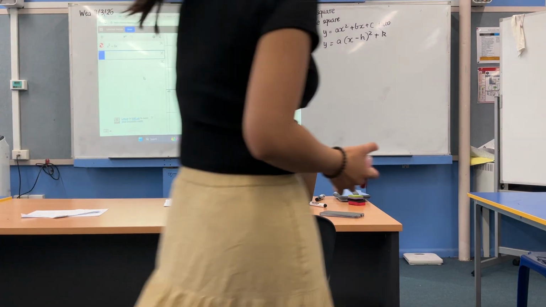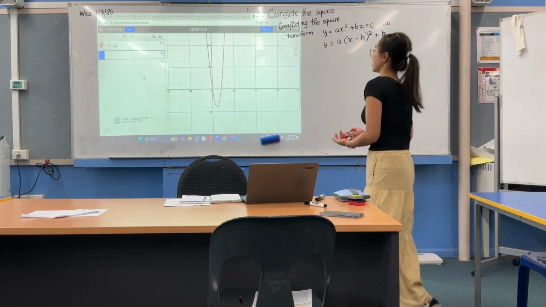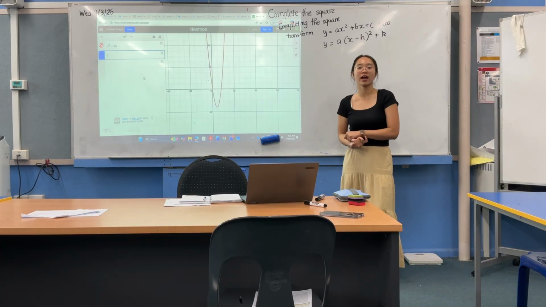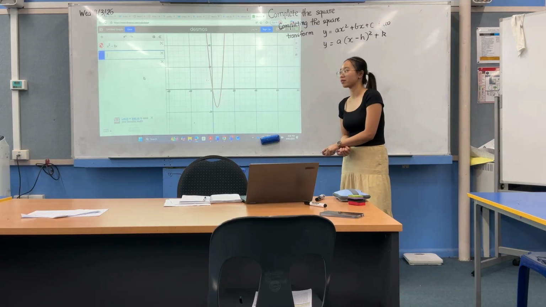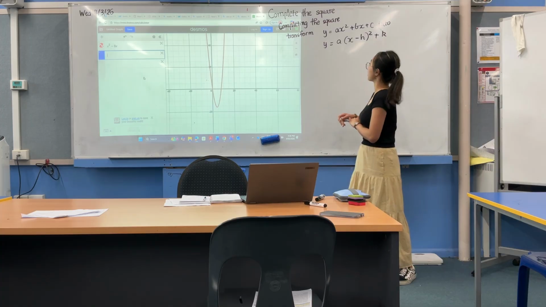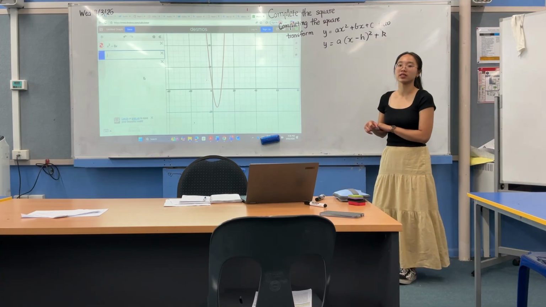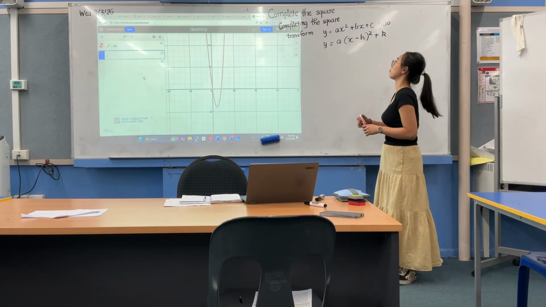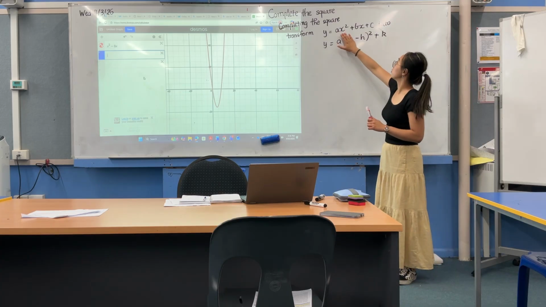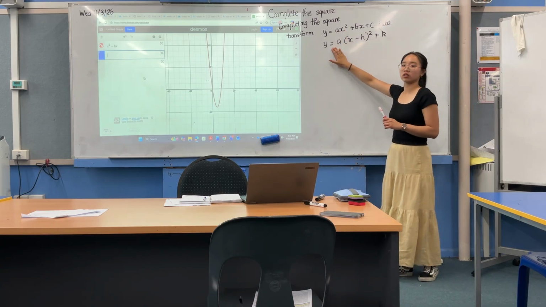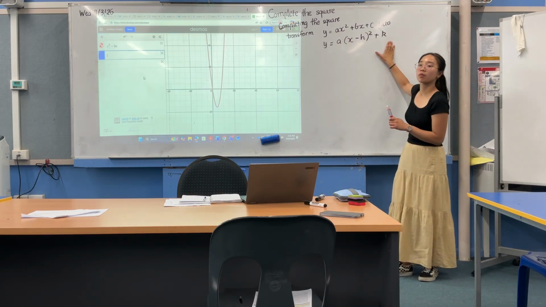Alright class, today I will be teaching you how to complete the square, and let's just go through the process with me. Alright, completing the square means that you're transforming from a standard quadratic form into this form here. So this form here is called turning point form.